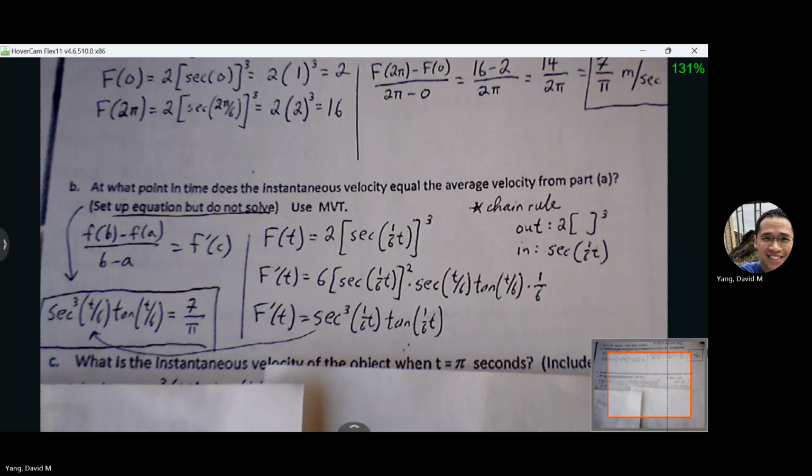I just cleaned it up. I merged it together, but you don't have to. Any questions with building the derivative?